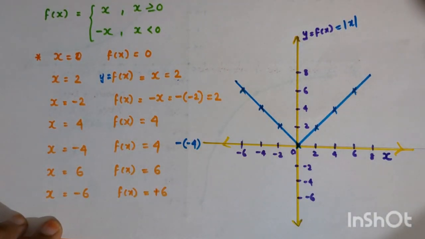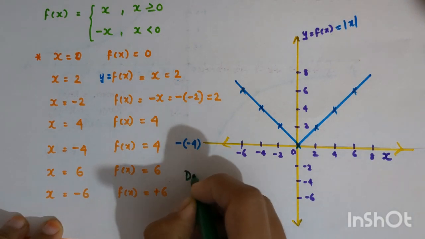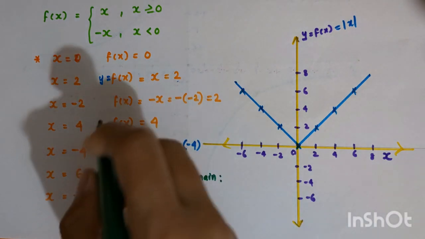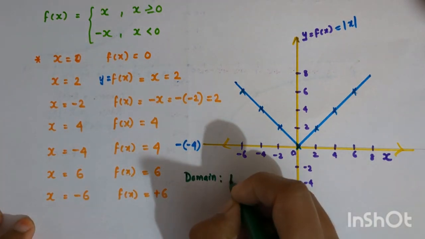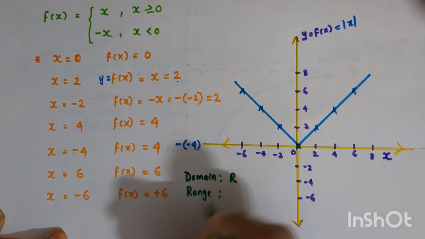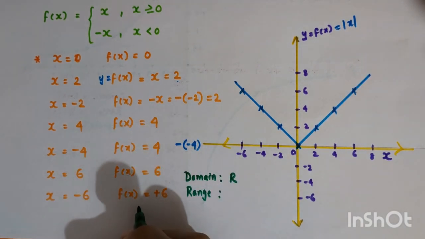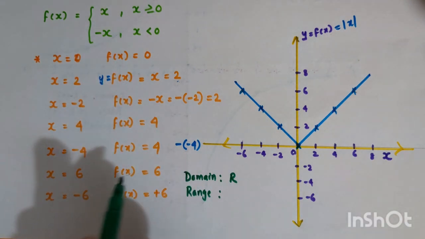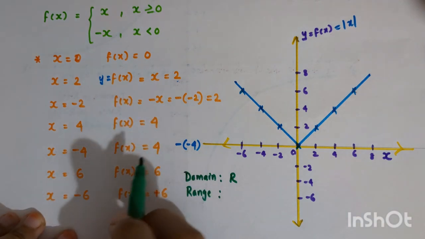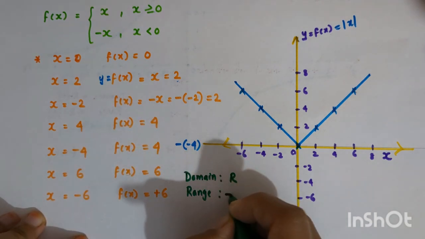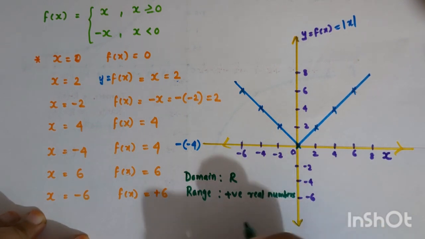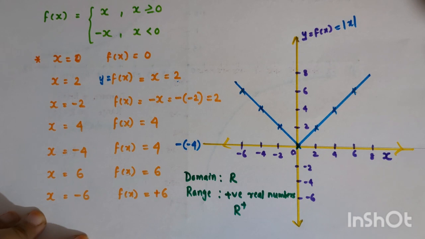And what about the domain and range? Domain means the set of x values. X can have any real number value, so the domain is the set of real numbers. And what about the range? Range is the y values, or f of x values. It cannot be negative, it will always be non-negative. F of x values will always be non-negative in the case of the modulus function. So the range is the non-negative real numbers, which we can represent by R plus.